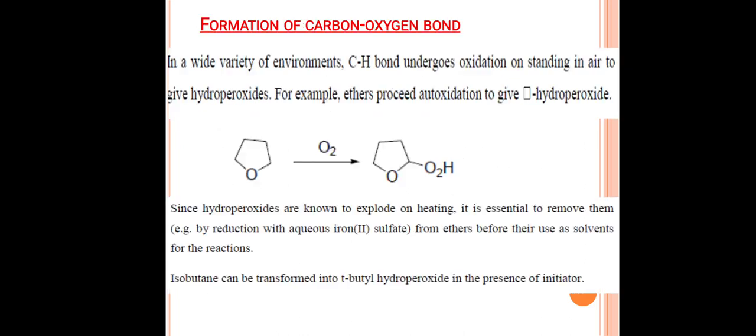This is the formation of the carbon-oxygen bond. Here there is a variety of environments. A carbon-hydrogen bond undergoes oxidation on standing in air to give the hydroperoxide. This is an example that takes place in the presence of oxygen, and there is a generation of that product. Isobutane can be transformed into the tert-butyl hydroperoxide in these reactions.